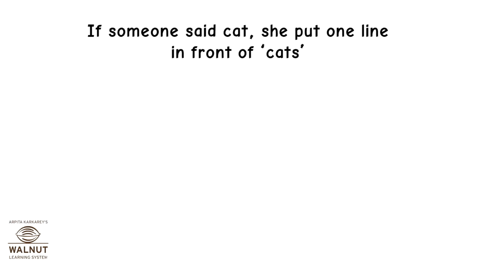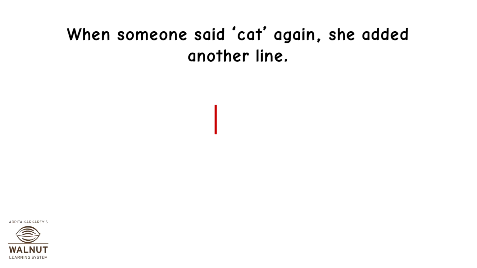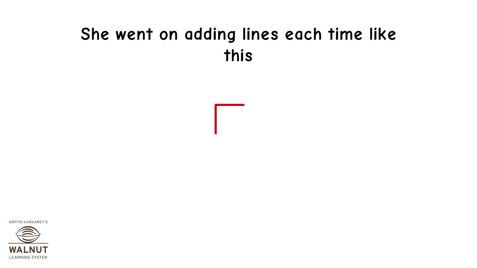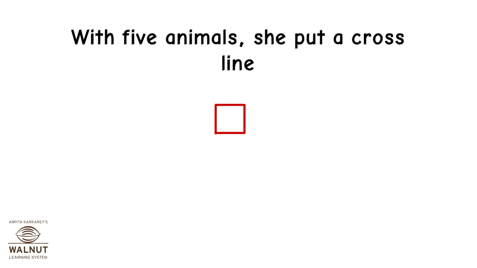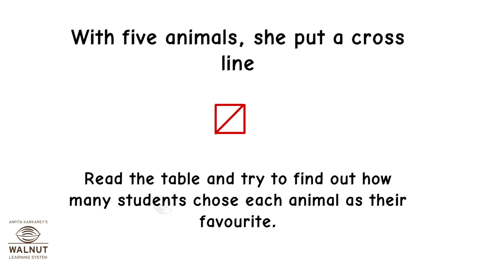If someone said cat, she put one line in front of cats. When someone said cat again, she added another line. She went on adding lines each time like this. For 4 animals, she put a line like this and completed the square. With 5 animals, she put a cross line. Read the table and try to find out how many students chose each animal as their favorite.